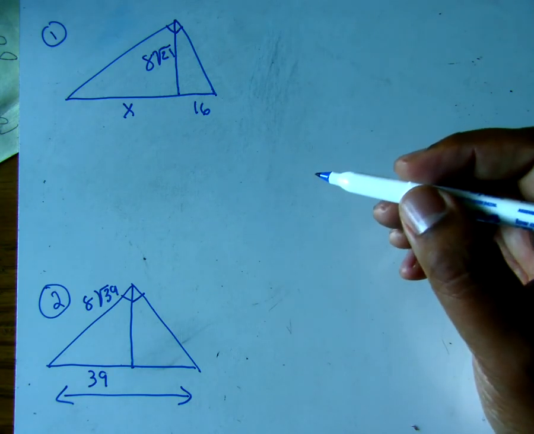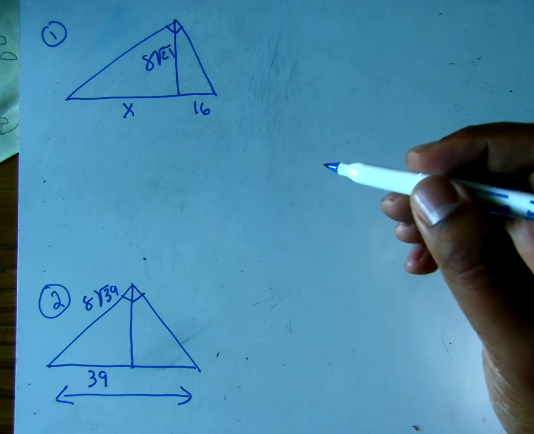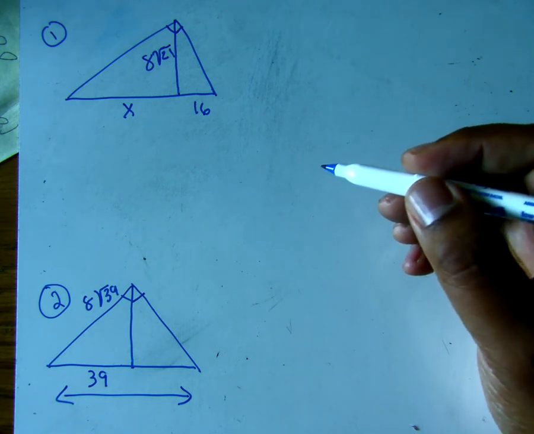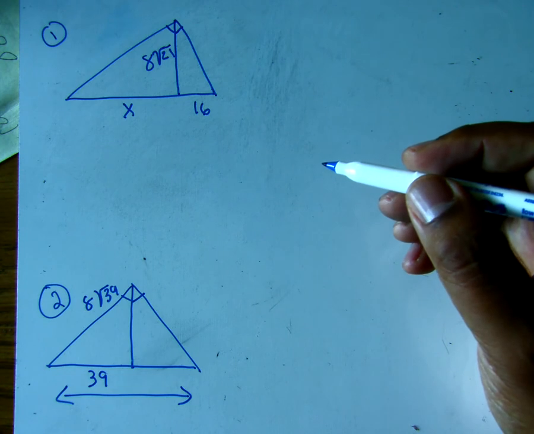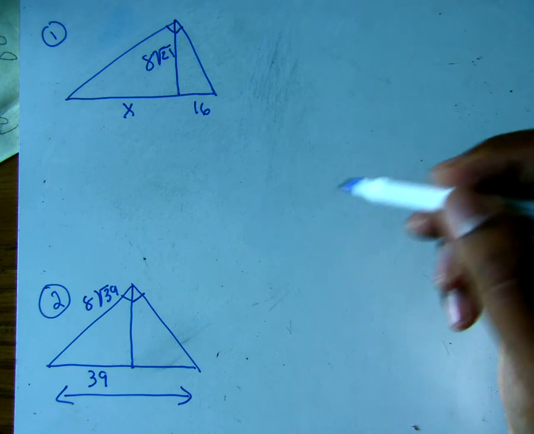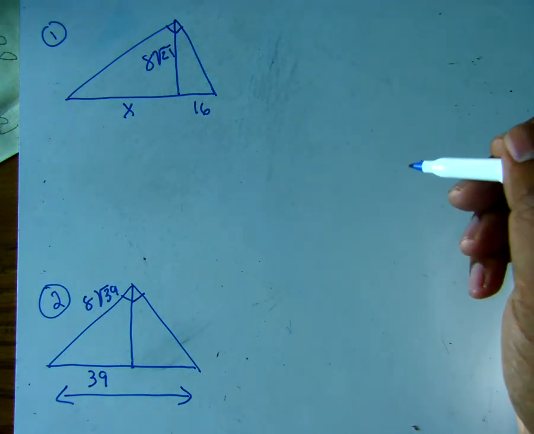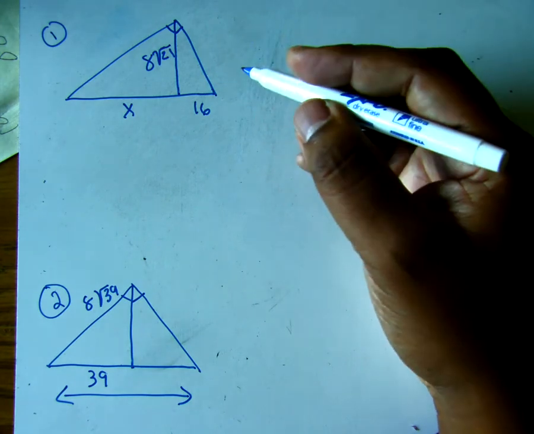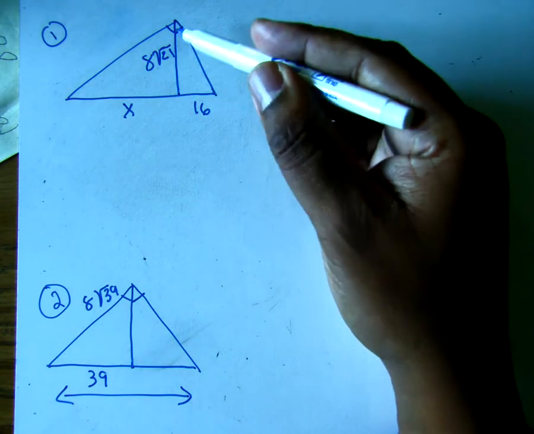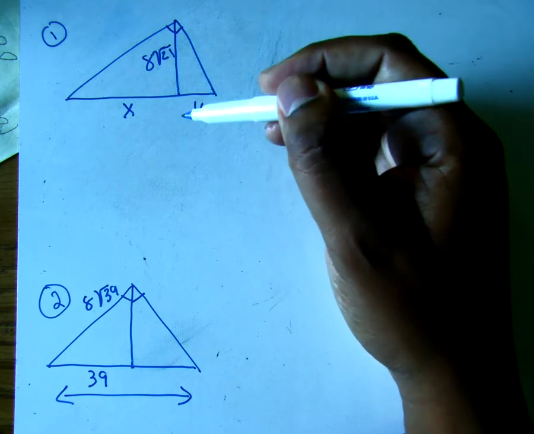You're going to use your altitude rule, which is part of the hypotenuse over the altitude over the other part of the hypotenuse, and the leg rule, which is the hypotenuse over the leg and the leg over the projection. So I'm going to show you how that works. So take a look at this one. We could tell, since we have the altitude, that what we want to use is the altitude rule.